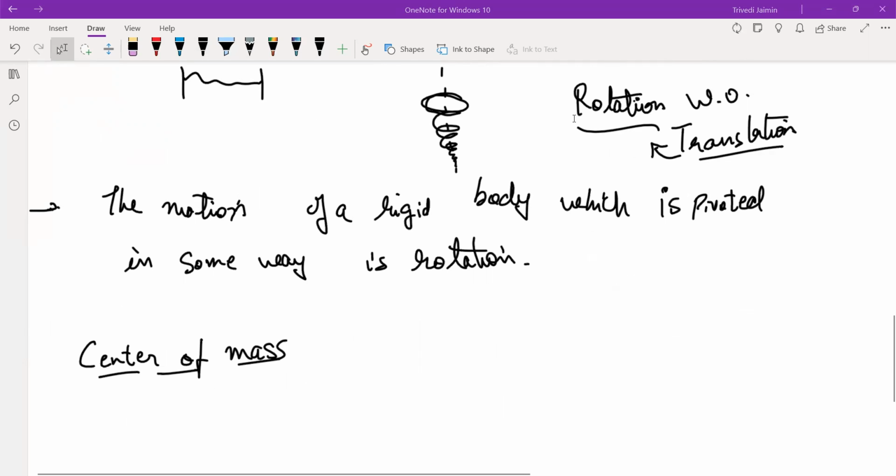Exactly. So if I take an object like this, where will be the center of mass? In the center. Where can I say it is the center? This point is the center. Geometrical center, I can say, right? Draw two lines diagonally, and where they intersect, that's the center. At this point, I can say center of mass.